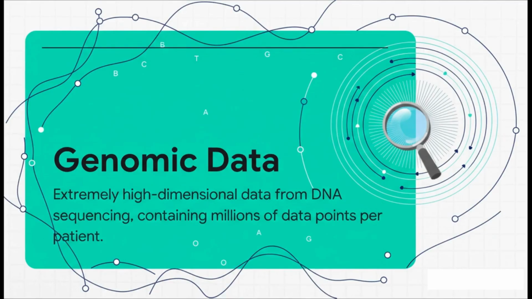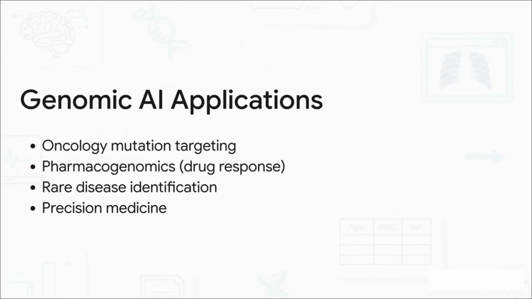We're talking about millions of data points for one single patient. A human brain just can't see patterns in that amount of information. It's impossible. But for an AI, this is where things get really, really exciting. It can sift through all that genetic code to find the one tiny mutation that a cancer drug can target. It can predict which patients will have a bad reaction to a medicine. It's the engine that's making precision medicine a reality.